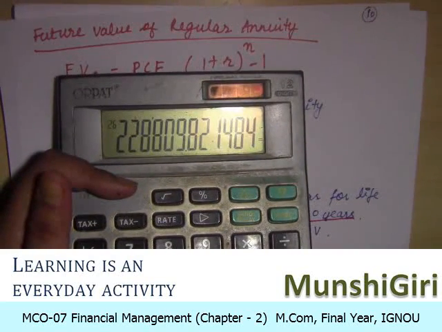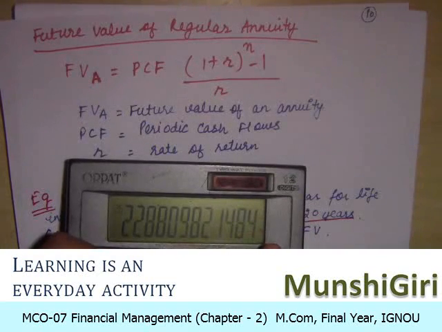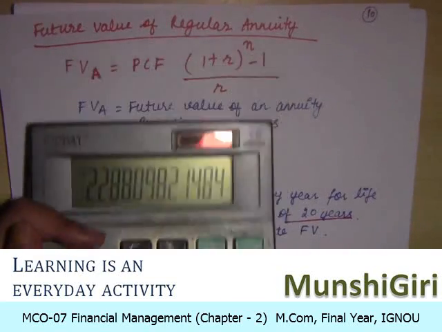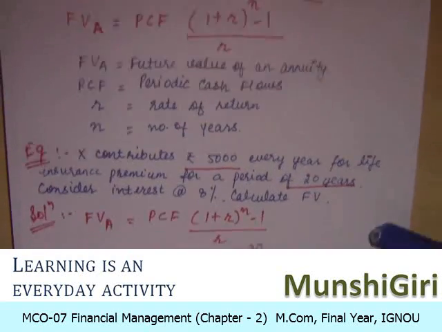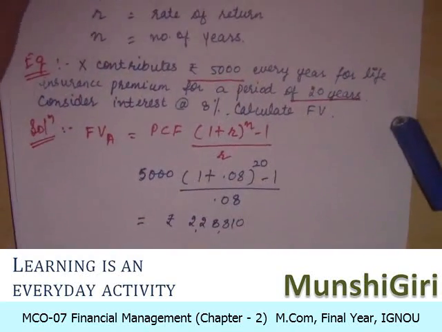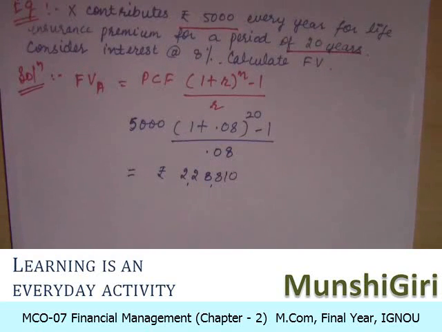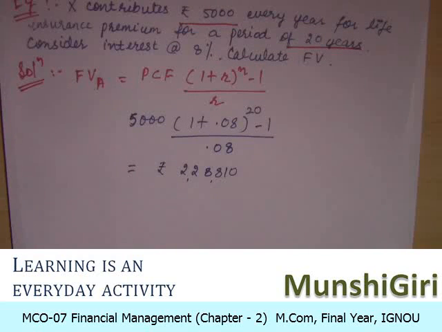rupees 2,28,810. We have rounded off this figure. Alternatively, you can directly get the future value interest factor for an annuity, FVIFA, at the rate of 8% for 20 years from the future value annuity table, that is 45.762, that we had calculated using the calculator, or you can calculate using the calculator using the method I told you earlier.